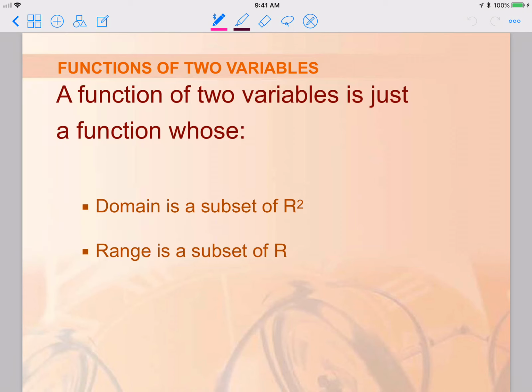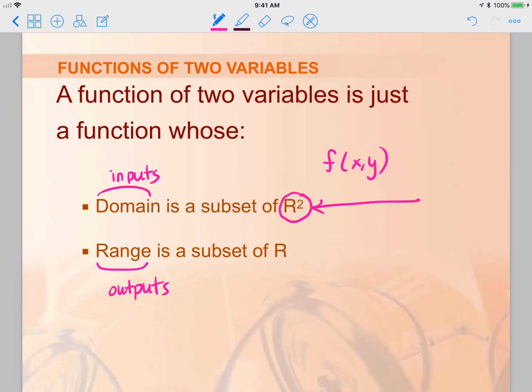So a function of two variables is just a function whose domain is a subset of R2 and the range is a subset of R. So remember, the range is all possible outputs and the domain is all possible inputs. So if you can input x and y, that means that your domain is going to be a subset of R2, which is the same thing as the xy plane. So R2 is just xy.